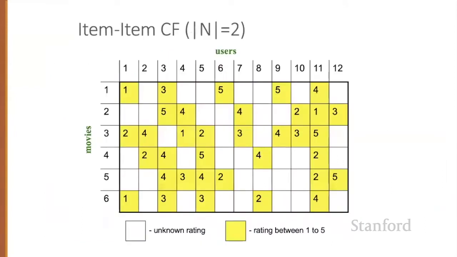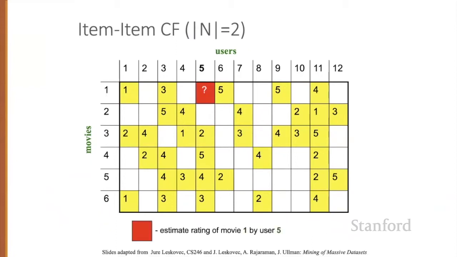Let's walk through an example again. Here's a utility matrix for users rating movies, and we'll set n equals 2, meaning we'll be rating an unknown movie by averaging the 2 most similar movies that are rated by that user. Let's say we want to know what user 5 would think about movie 1. So we're going to try to fill in that cell.